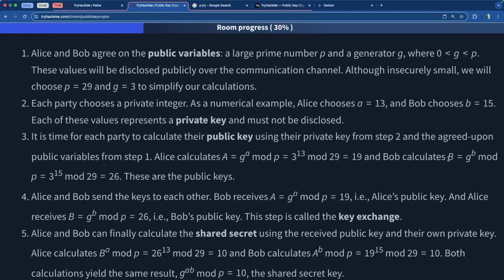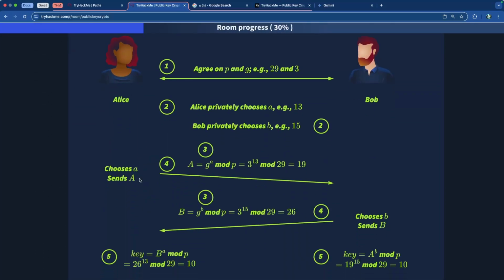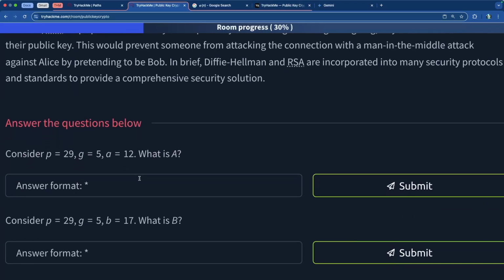So Bob would do the same thing. G to the power of B mod P would be 3 to the power of 15, because he chose 15, and then 3 would be G. So 3 to the power of 15 mod 29, which is P, would end up giving him a remainder of 26. That's what the calculation is. So this is how we calculate this right here.